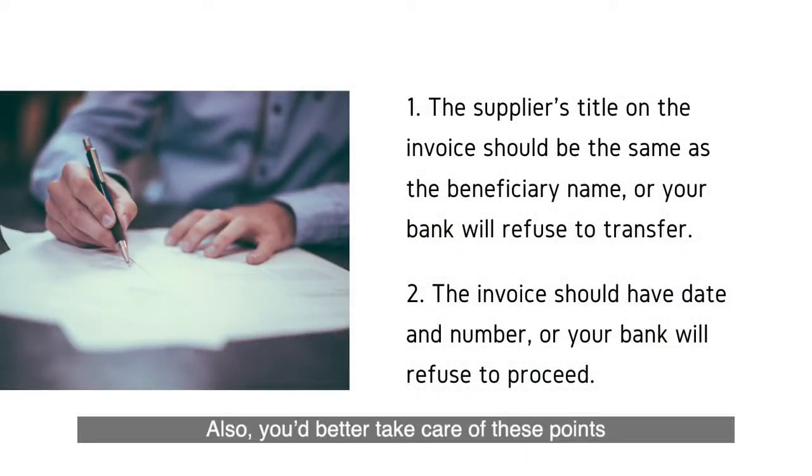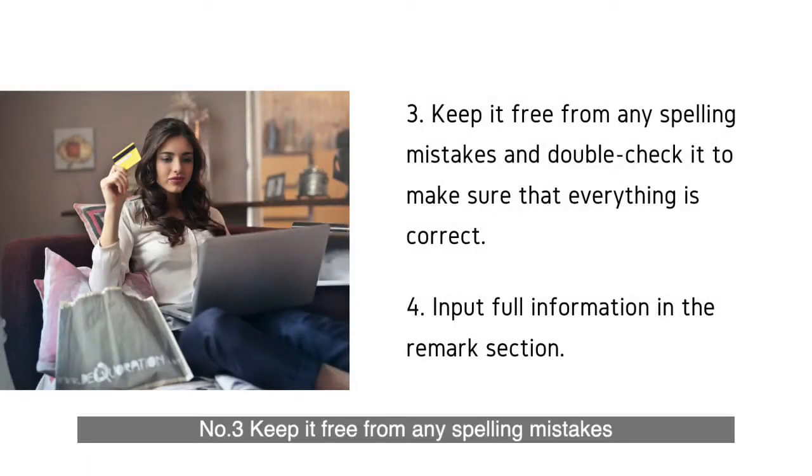Also, you'd better take care of these points before making any payment. Number 1. The supplier name on the pro forma invoice should be the same as the beneficiary name, or your bank will refuse to make the transfer. Number 2. The invoice should have a date and number, or your bank will refuse to proceed as well. Number 3. Keep it free from any spelling mistakes and double check it to make sure that everything is correct. Number 4. In case there is not enough space to input certain information, you can add the full information in the remarks section, or the payment will not be transferred successfully.